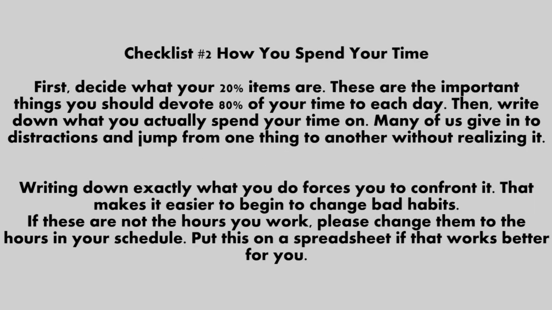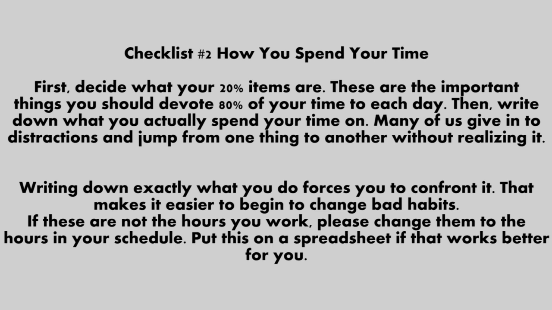Checklist number 2, how you spend your time. First, decide what your 20% items are. These are the important things you should devote 80% of your time to each day. Then, write down what you actually spend your time on. Many of us give in to distractions and jump from one thing to another without realizing it. Writing down exactly what you do forces you to confront it. That makes it easier to begin to change bad habits.